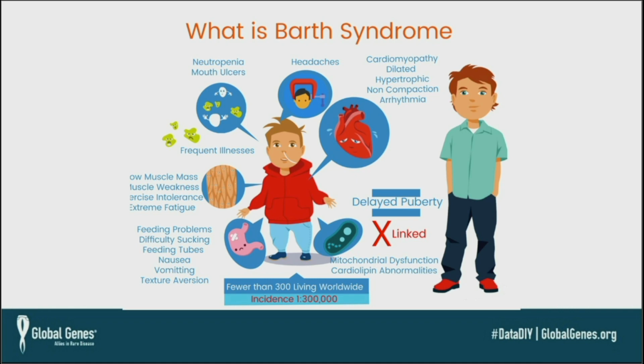All right, so let's just start with what is Barth syndrome. It's an ultra-rare disease. We're aware of fewer than 300 individuals in the world that have been diagnosed with it. The incidence is about 1 in 300,000. The primary, or life-threatening, symptoms happen to be neutropenia, sepsis, cardiomyopathy, and heart failure.